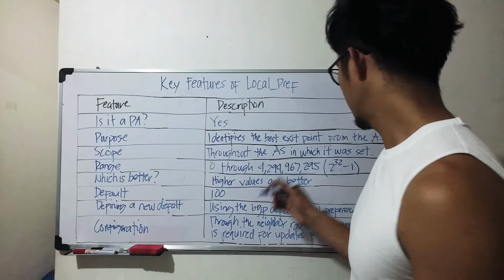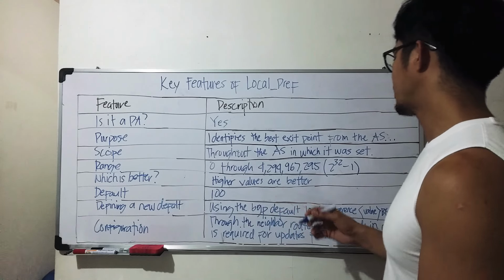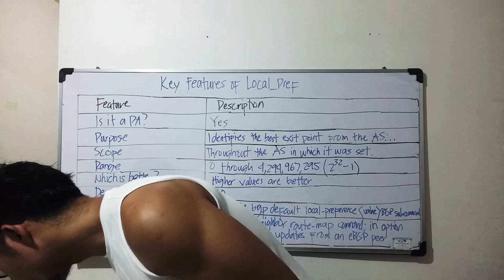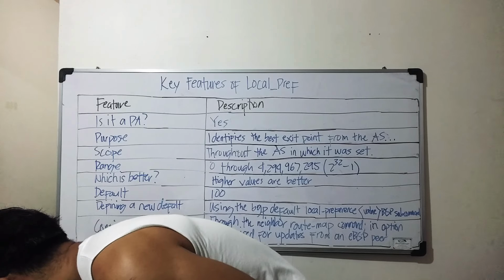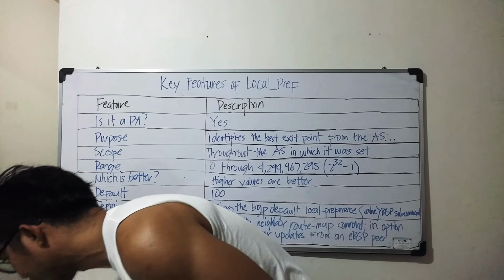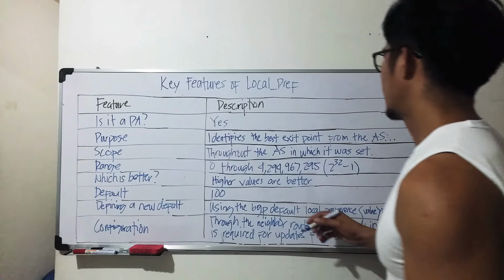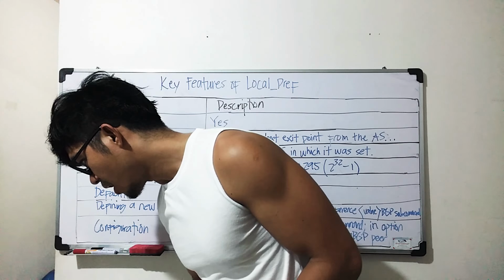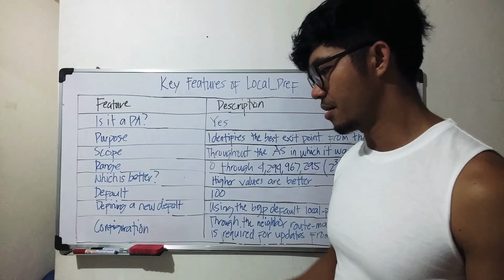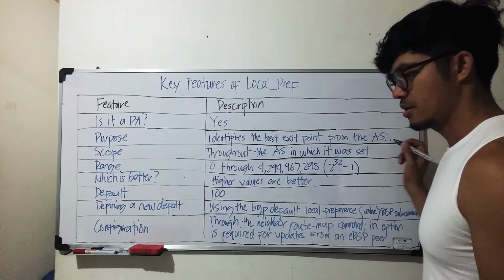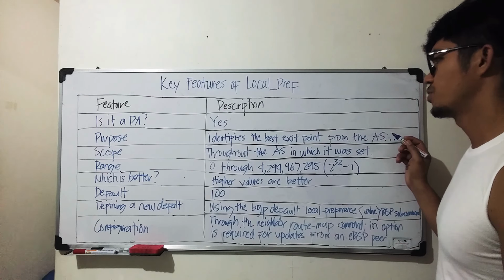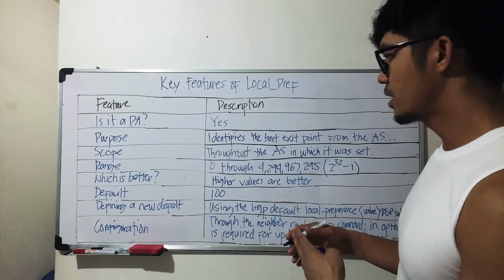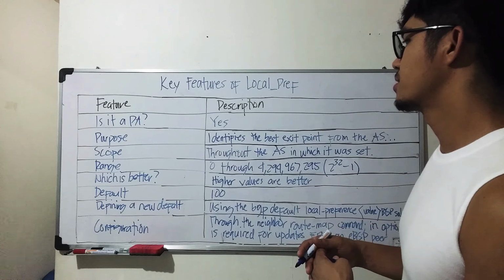Purpose: identifies the best exit point from the AS to reach a certain destination or to reach a given prefix, right? Just reading this is not complete here. So basically it influences the outbound traffic.